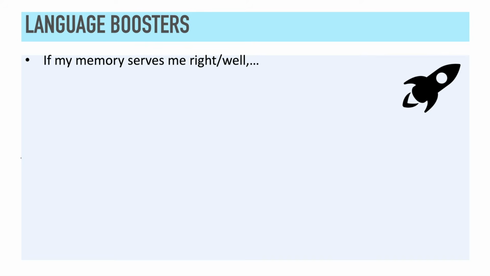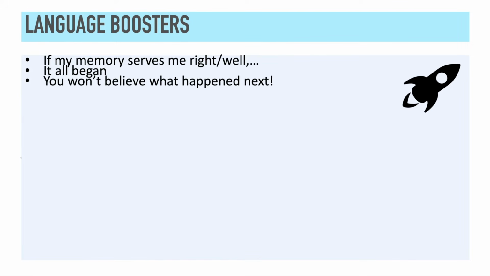So you could say something like, if my memory serves me well, it was last winter when blah, blah, blah. You can also say, it all began. For example, it all began last year when one of my friends decided blah, blah, blah. When you want to add excitement to your response, you could use an expression like, you won't believe what happened next. This is used when we are going to give some exciting or important information. Normally, something that the audience will find surprising.